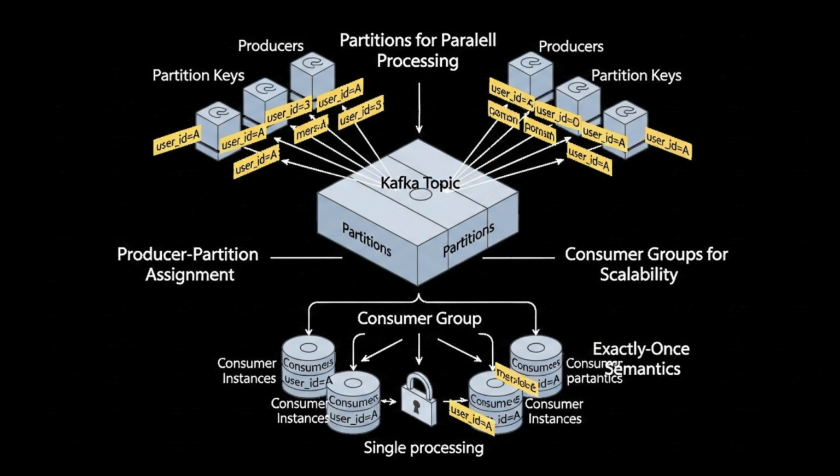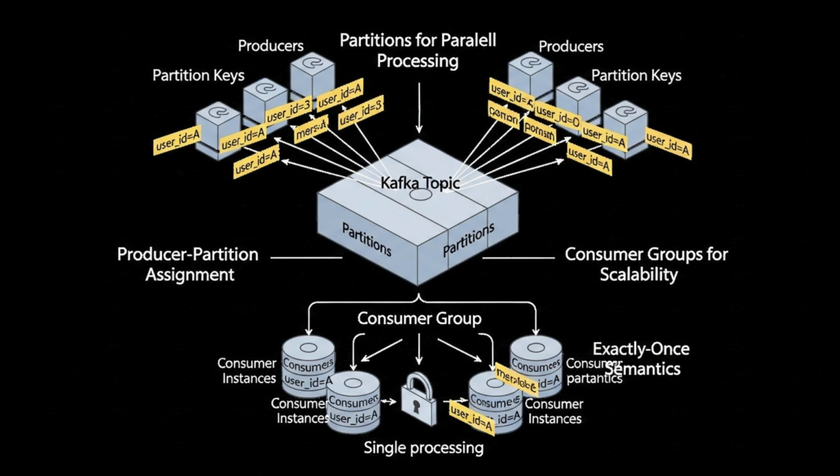Producers, the applications sending messages, use partition keys, often a user ID, to ensure related messages always go to the same partition. This maintains order for user-specific events while distributing the load evenly across all partitions.